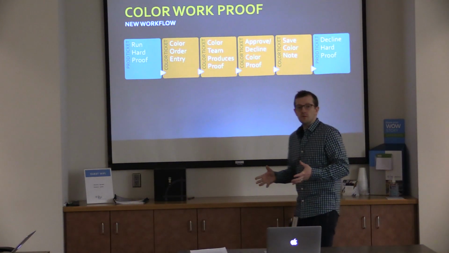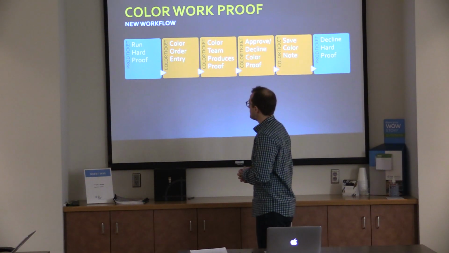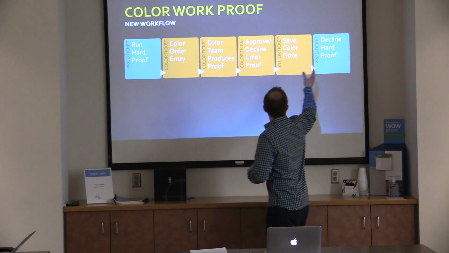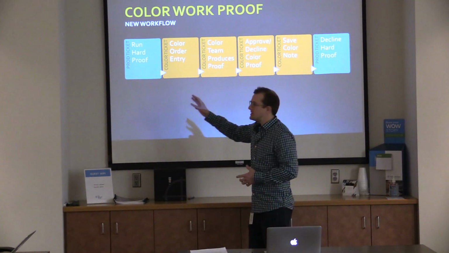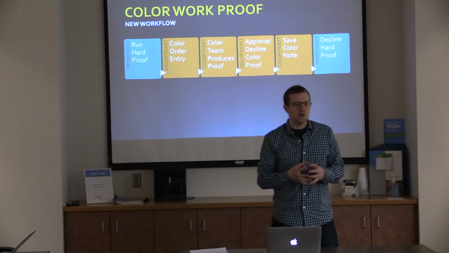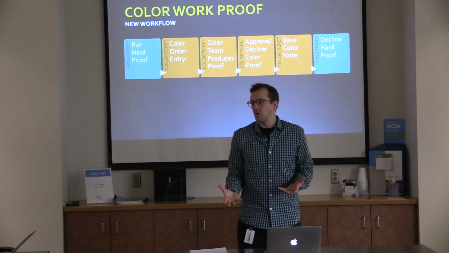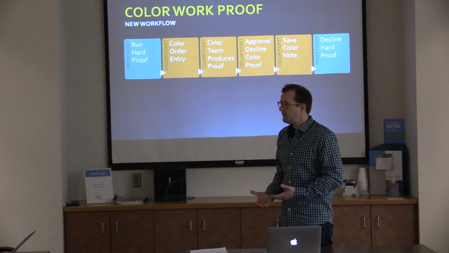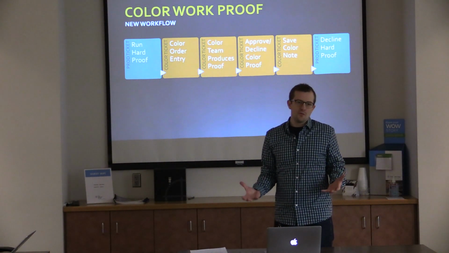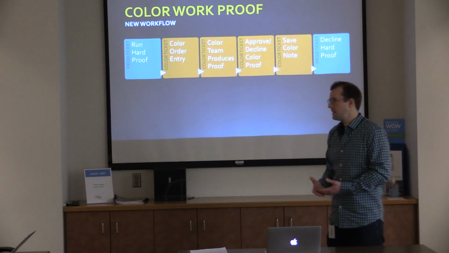All right, so the workflow. The new workflow, starting Tuesday, everything we're going over will be live on Tuesday, is going to start with a production ticket. The blue things on here represent the production ticket. The orange steps here represent the color side of it. So you're going to start with a standard job ticket and ask for a hard proof. And you're going to get your hard proof, and you're going to confirm first that you need color work.